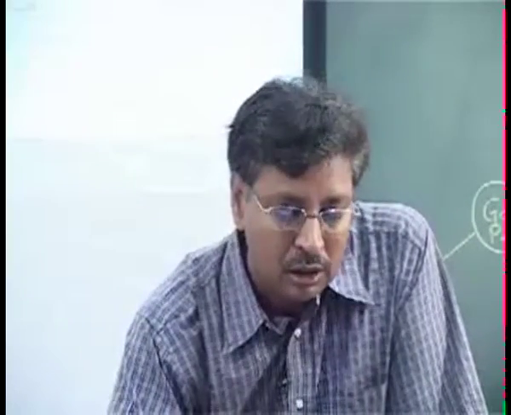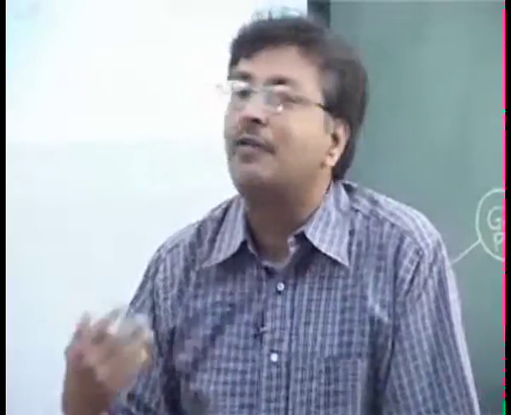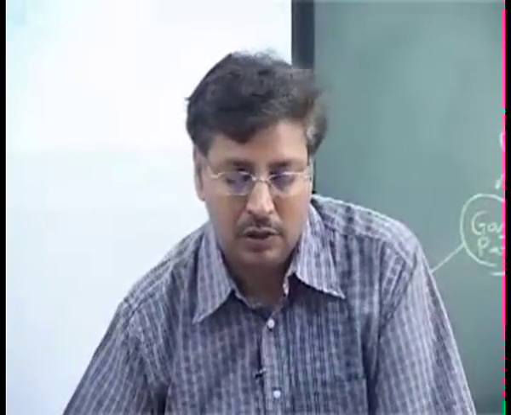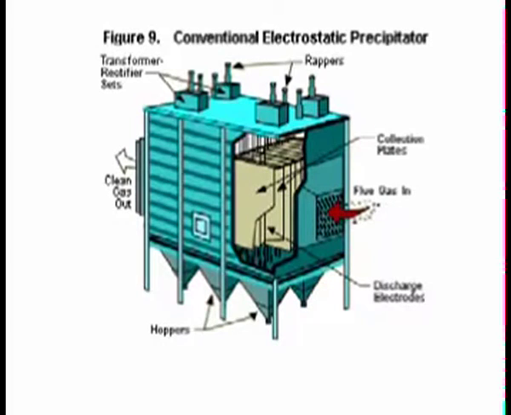Let's see if we have anything more here. This is a better picture from inside. The flue gas comes in from here, and you see here the plates. This is one field and there is one hopper, and what you see here are the rappers that hit the plate to make the dust fall. Then you have the transformers and rectifiers to supply the order of 40 kV voltage to your electrodes. So this is how it looks like.